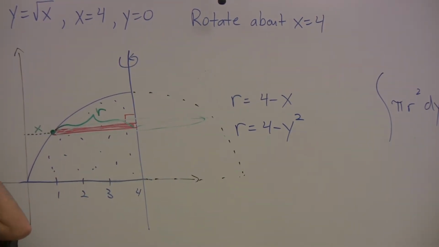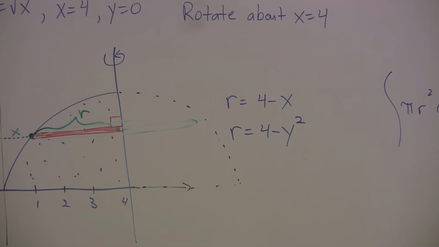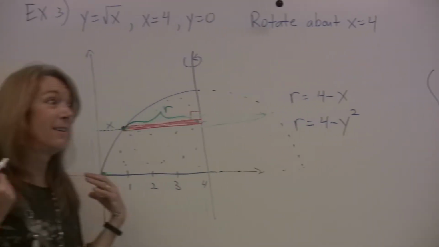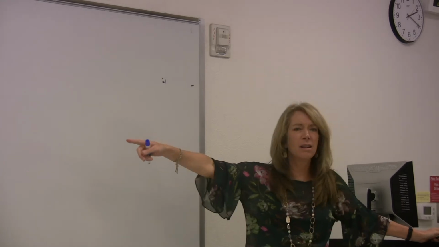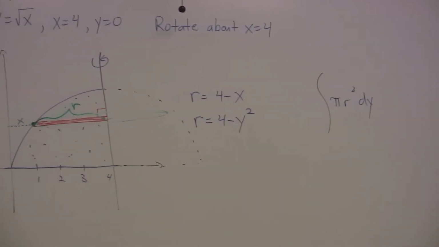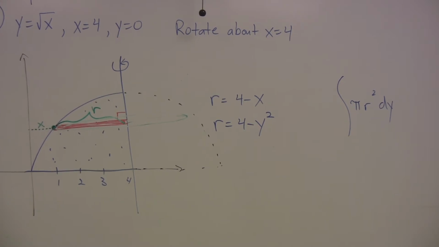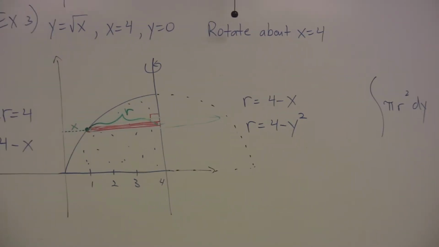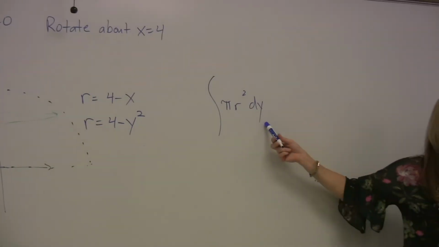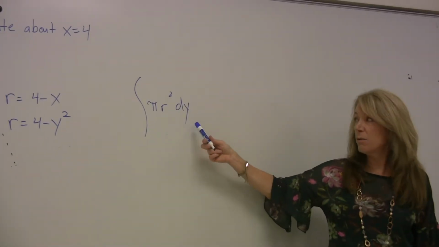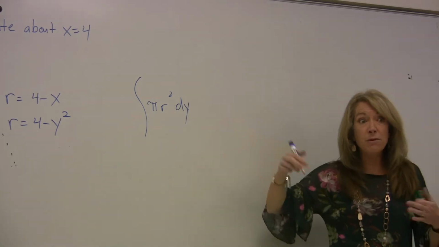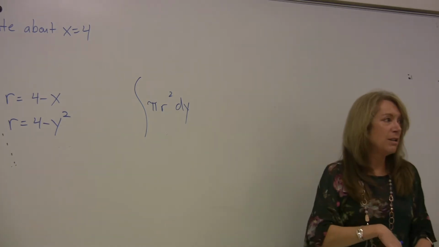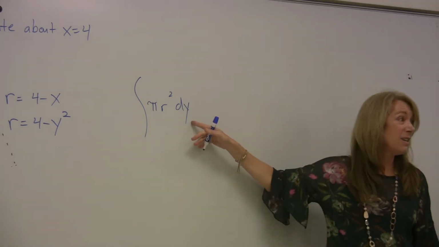Why do I need to do that? I know why. I want to know that you know why. Thinking's good. Who wants to try to tell me why I had to do that? How did I know I needed to change from 4 minus x to 4 minus y squared? Because we have dy. Aha, because we're going to integrate with respect to y. And if I'm going to integrate with respect to y, whatever I put in there had better only have y's in it. So sometimes you have to switch things, sometimes you don't. There's not a hard and fast rule, it all depends on which way you're setting up the problem.